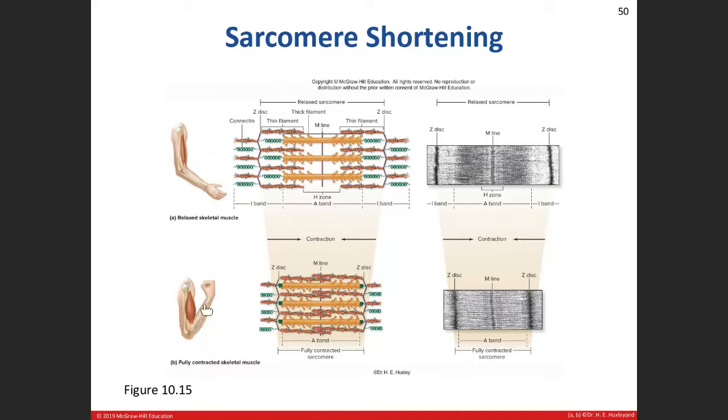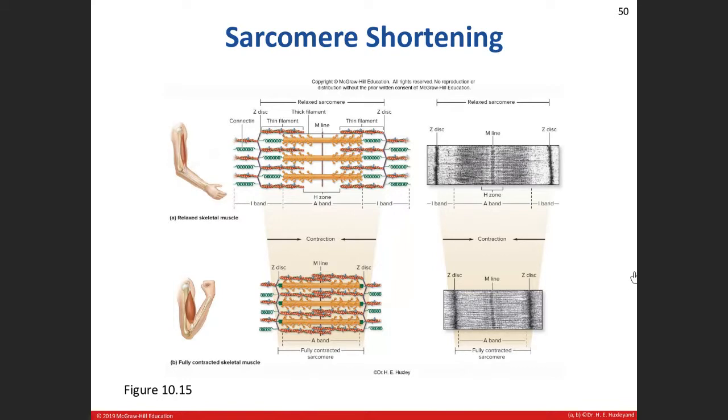So here we are fully contracting our muscle, and you can see that pretty much the H zone and the I band are gone. But we brought our two Z discs closer together. The distance from here to here is a lot less than from here to here. You can see it on our nice electron microscope image. Make sense? Not too bad?